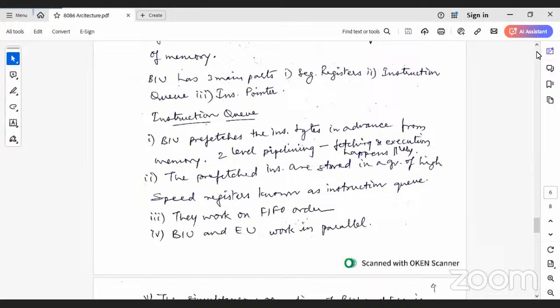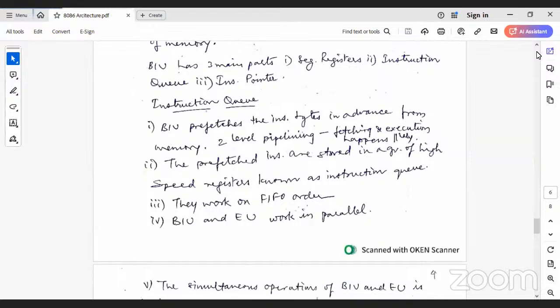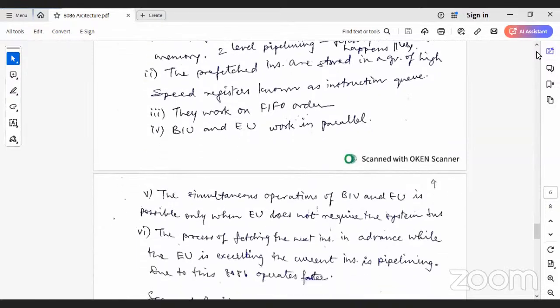Now, after fetching, what order do they follow? They follow first in, first out order. You must have come across this word also: FIFO is first in, first out order. So whichever instruction is saved first will go first and be executed. They work in parallel. BIU and EU work in parallel.